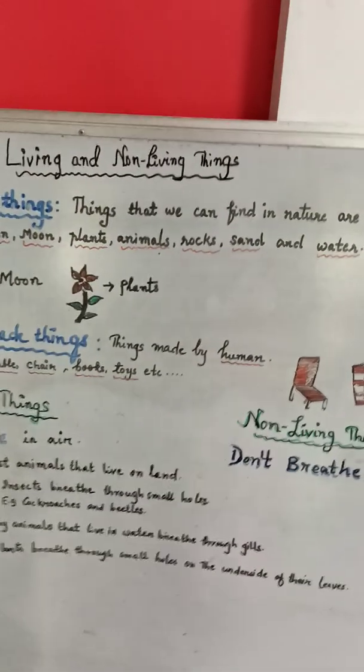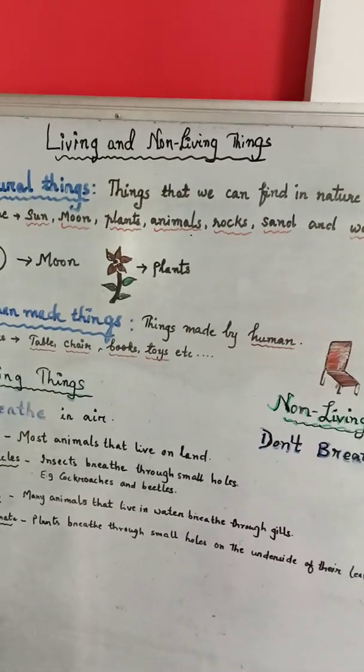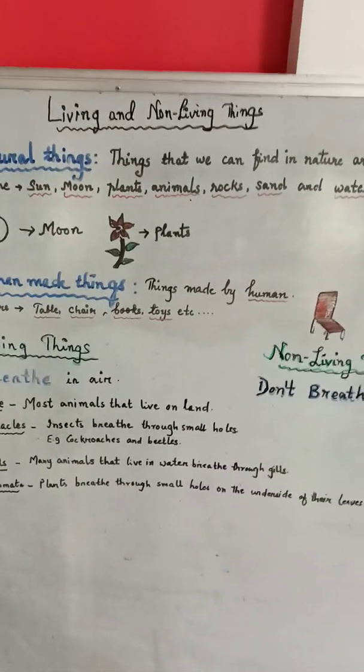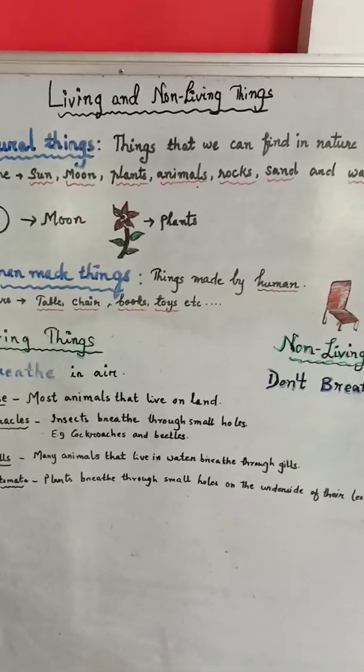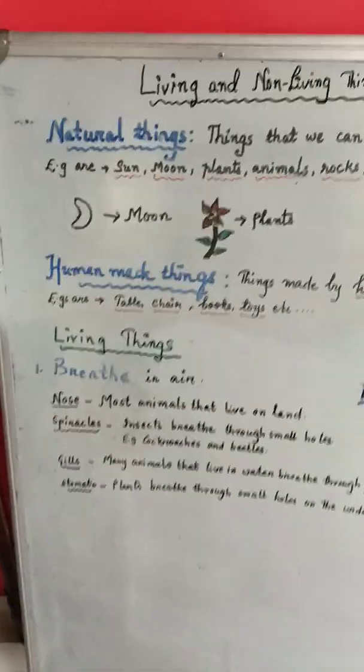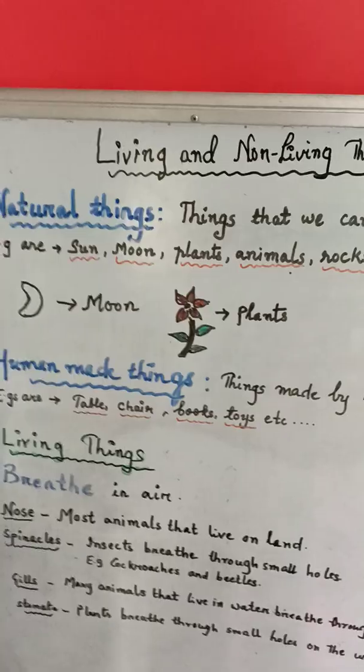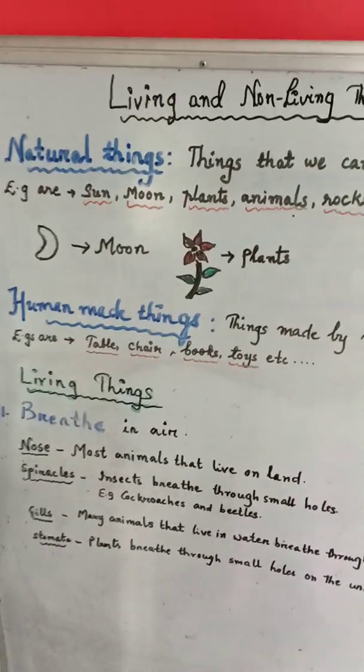Natural things means they are already present in nature, and those are made by God. Those are not made by humans. Okay? You can see moon, plants, drawing. So those are all natural things.